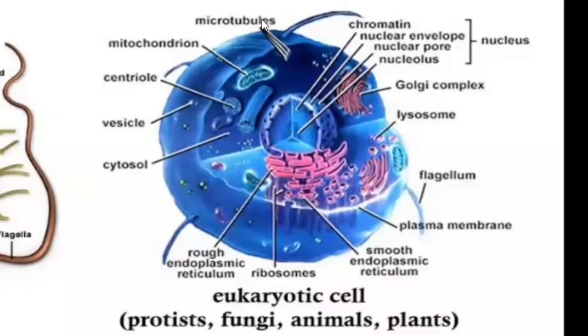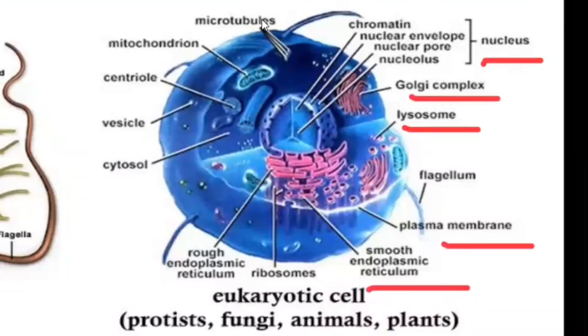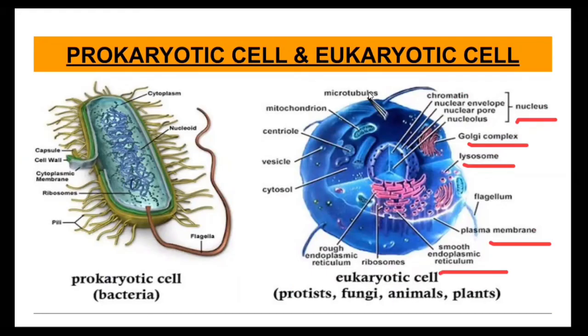But if you see the eukaryotic cell, you will find all the types of the cell organelles in it. The nucleus is there, properly having a cell membrane and nuclear pores in it. Lysosomes, Golgi apparatus, plasma membrane, endoplasmic reticulum, all are present. See? So this completes today's session.